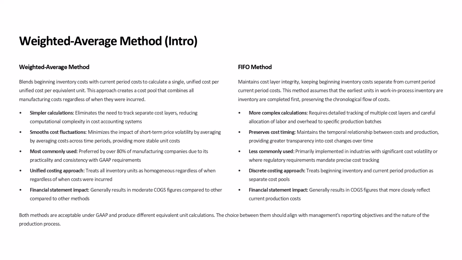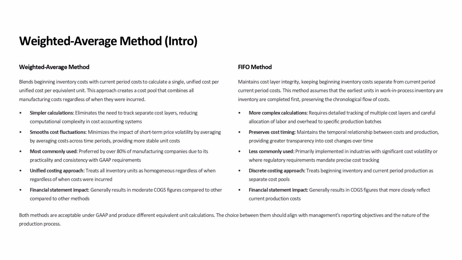Picture a paint manufacturer where gallons partially completed last period get their costs combined with this period's production costs, creating a blended average. FIFO, by contrast, maintains cost layer integrity like geological strata, keeping beginning inventory costs separate from current period costs, and assuming the oldest units get completed first.